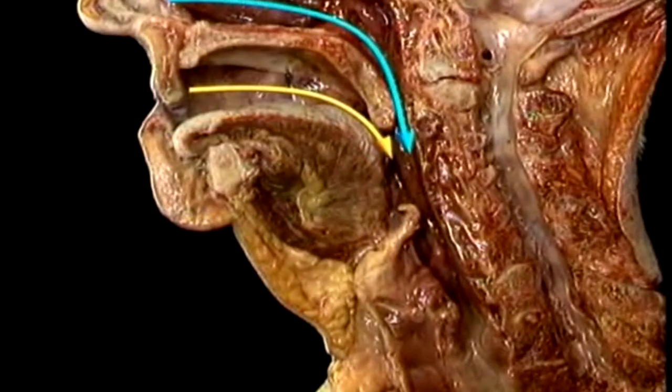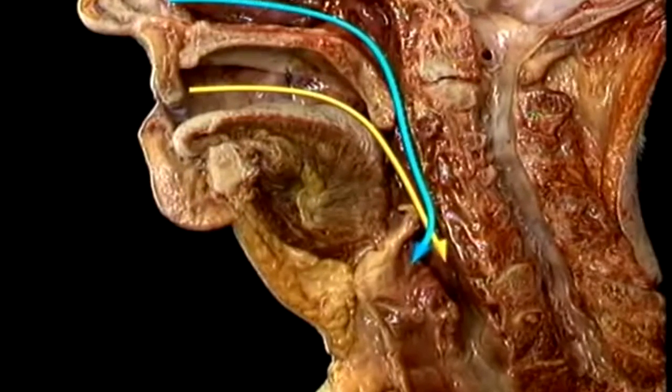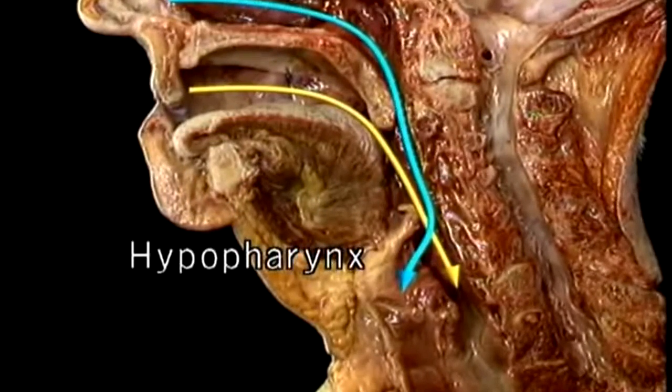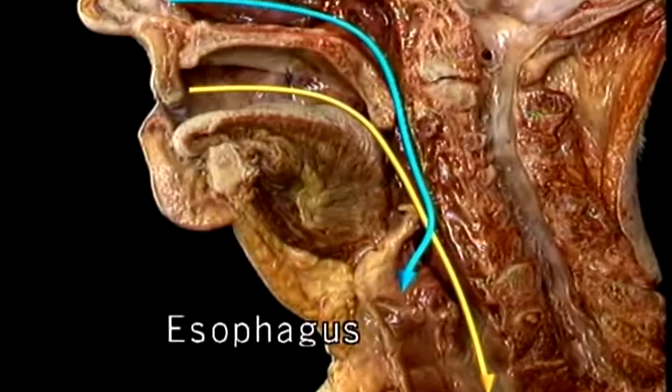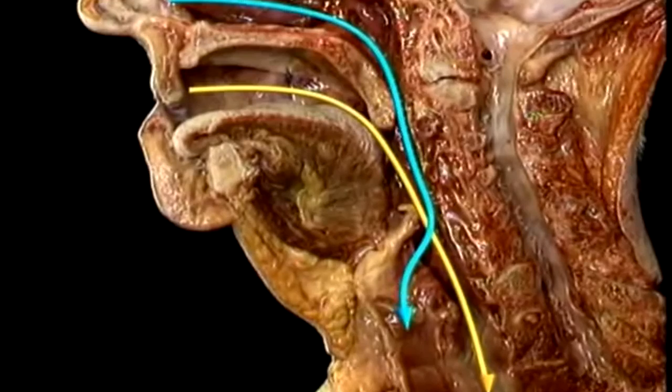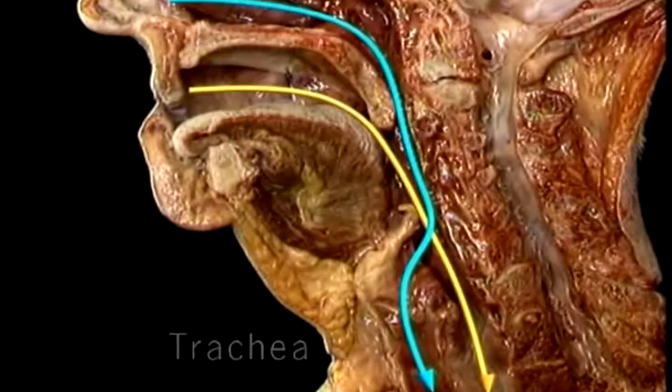Air, food and liquid all pass through this common passage, the oropharynx. The 2 passages separate again here in the hypopharynx. Food and liquid pass backward into the esophagus on their way to the stomach. Air passes forward through the larynx and into the trachea on its way to the lungs.